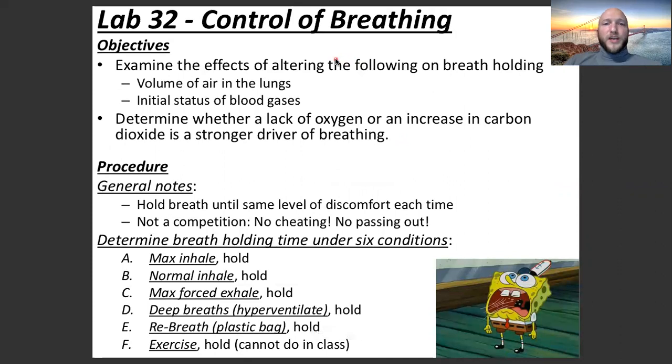All right, so objectives. Examine the effects of altering the following on breath holding, volume of air in the lungs, and initial statuses of blood gases. So, we're going to find out what affects our ability to hold our breaths and why. We're going to determine whether a lack of oxygen or an increase in carbon dioxide is a stronger driver for breathing.